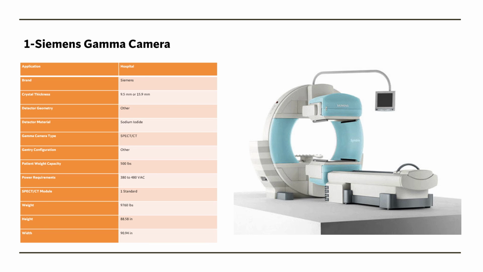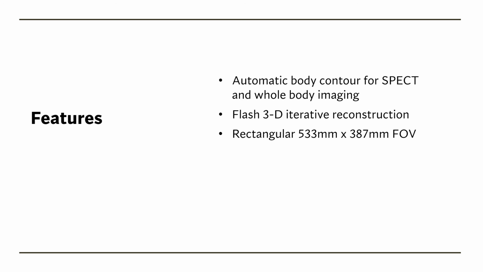Spec model: 1 stand. Weight will be 9760 pound. Height will be 88.58 inch. Width will be 90.94 inch. Future: automatic body contours for SPECT and whole body imaging, Flash 3D and generative reconstruction, rectangular 533 mm by 387 mm FOV.